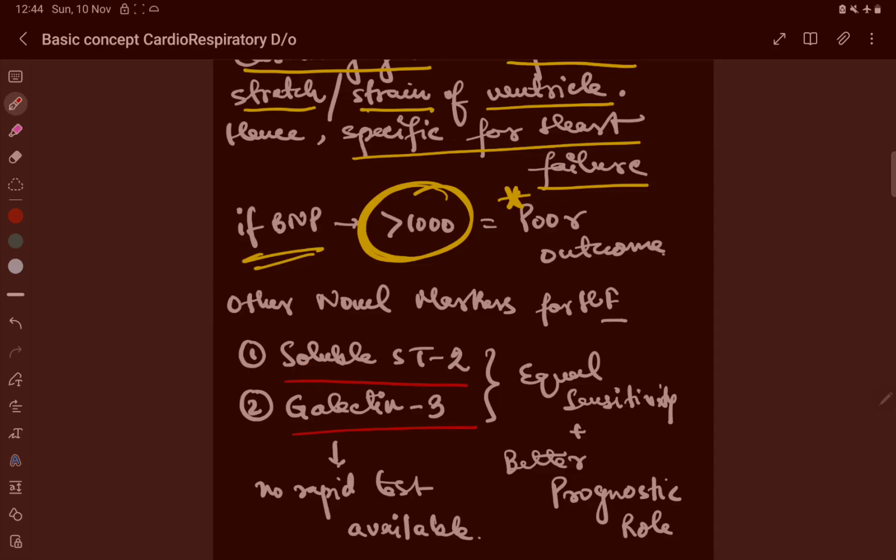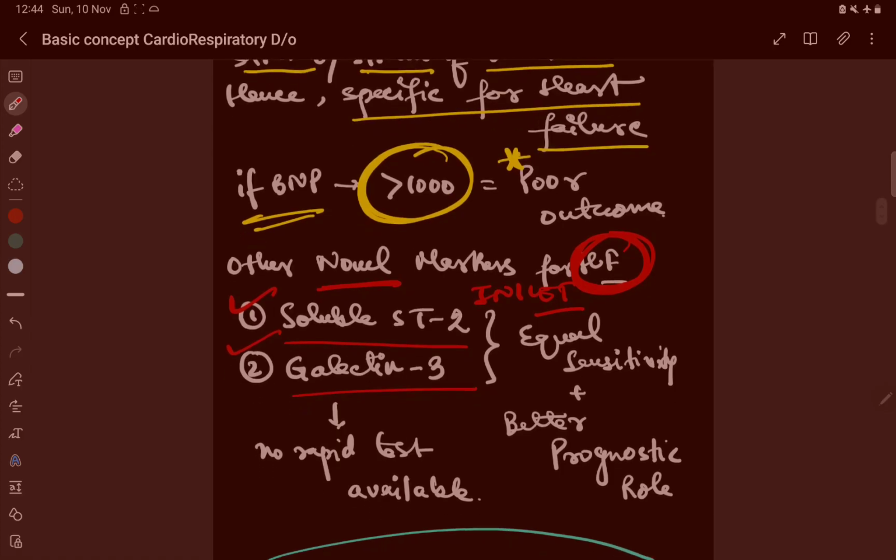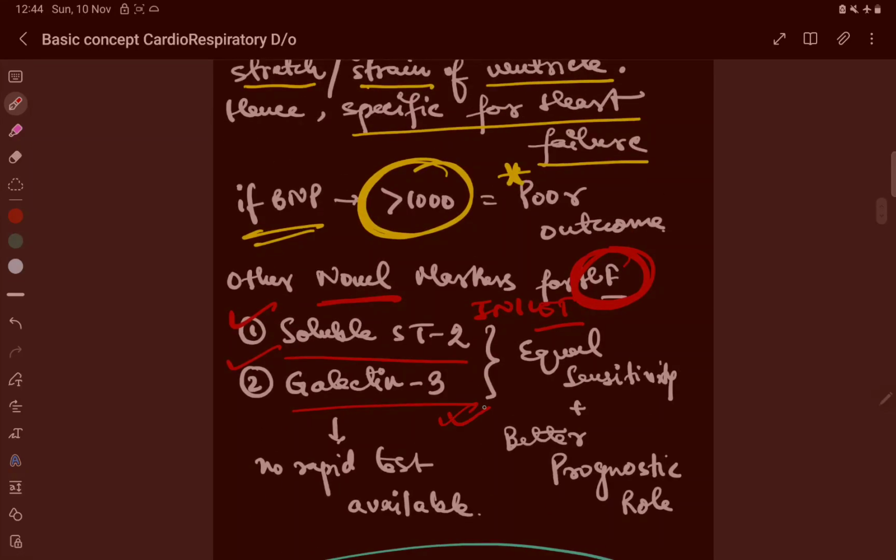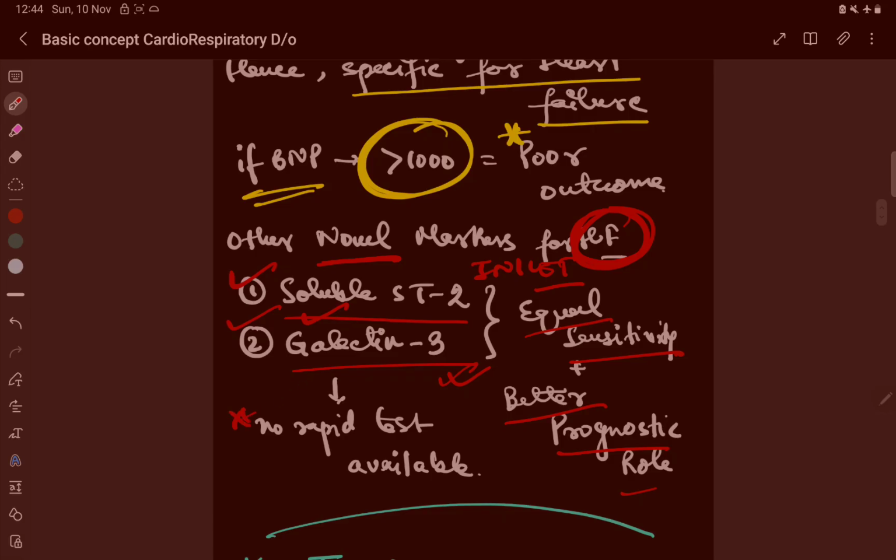This kind of question can be asked in INI-CET. Okay, soluble ST2 or galectin-3, these are the new markers for heart failure. These are novel markers. The tests are present in the labs. Okay, we can diagnose breathlessness because of heart failure. As with BNP, we can do soluble ST2 and galectin-3. They have equal sensitivity and have a better prognostic role. Okay, but no rapid test is available.